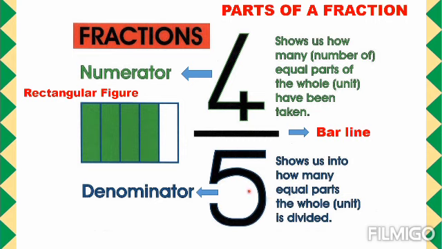So now, guys, aside from this numerator and denominator, we also have another part which is the bar line. This bar line separates the numerator and denominator. So this is called the bar line, the line between the 4 and the 5. And that's all, guys, for the parts of the fraction. Let us now have some examples of fractions. So let's proceed on the next slide.